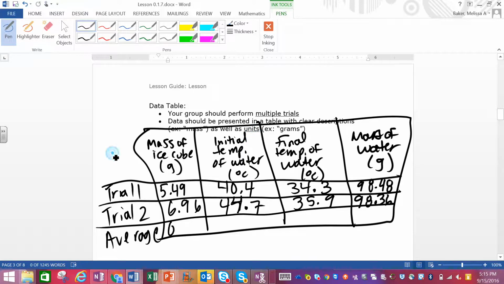So for the average here, my average mass of the ice cube was 6.23. Initial temperature of the water on average was 42.55. Final temperature of the water on average was 35.1. And the mass of the water was 98.42. So on average, the temperature change was 7.45 degrees Celsius.